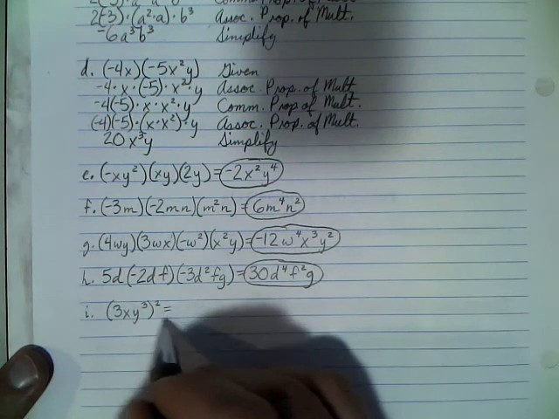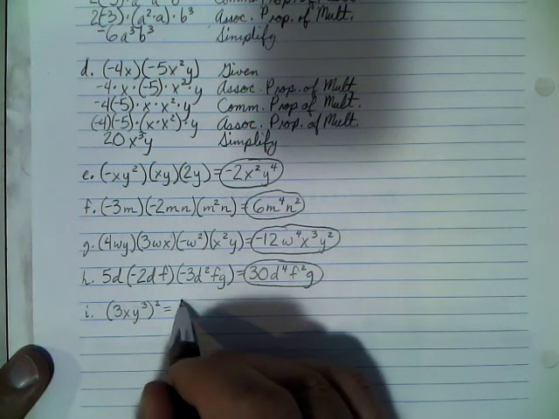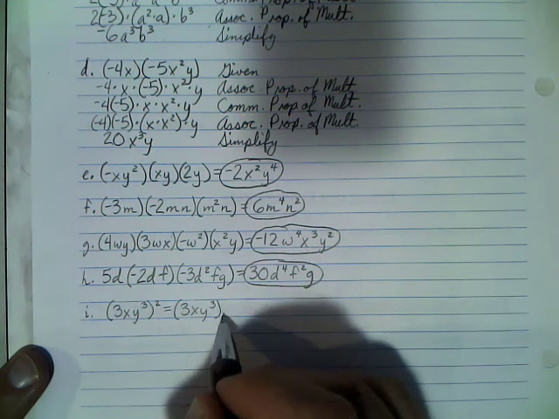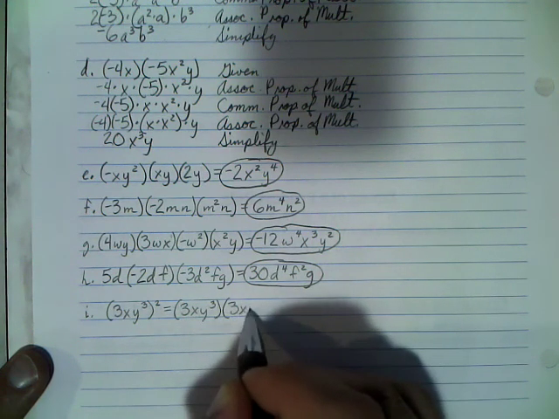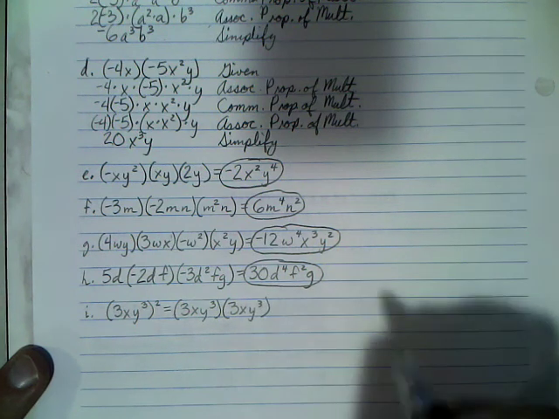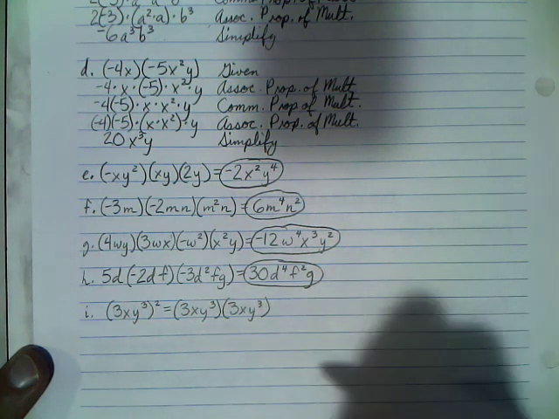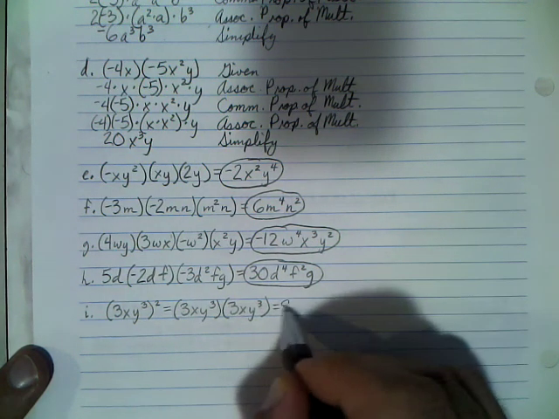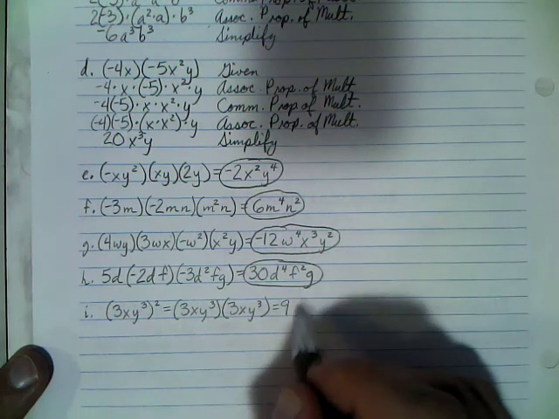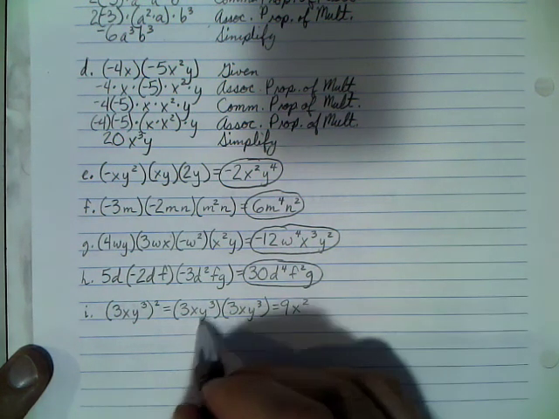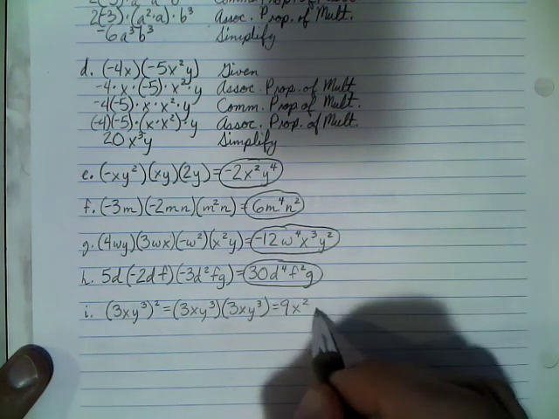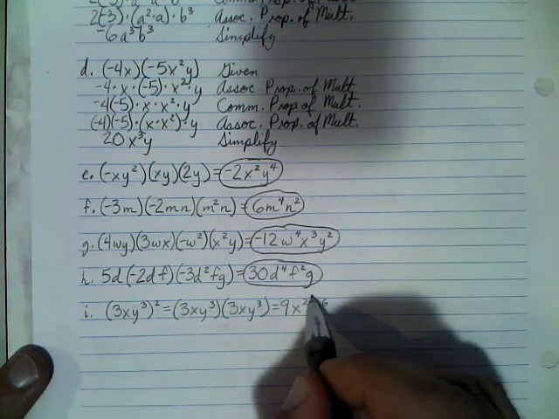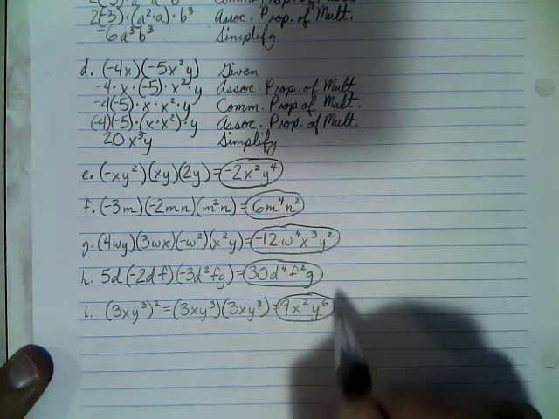So one way that we can do this is we can go ahead and expand that exponent. So I can make this 3x y cubed times another 3x y cubed. And so if I do this, then I'm going to have a 3 times 3 is 9. I'm going to have an x times x is x squared. And then a y cubed times a y cubed, well, 3 plus 3 is 6. That's one way.